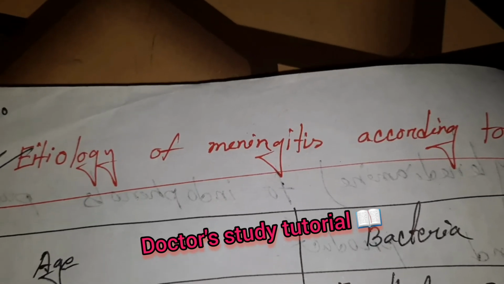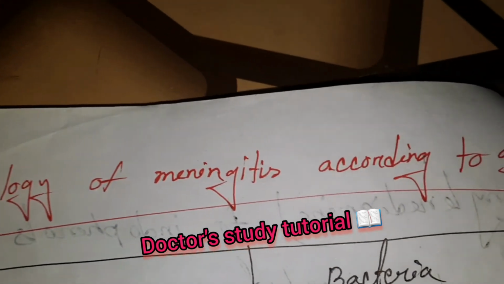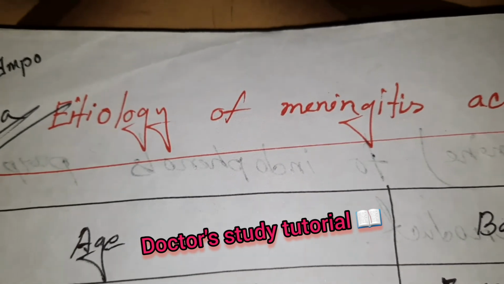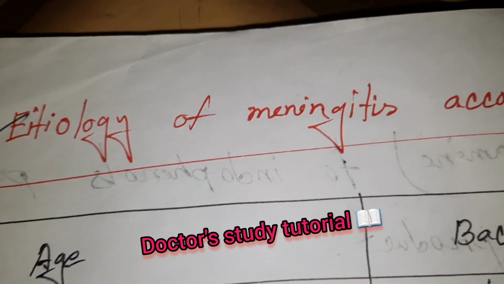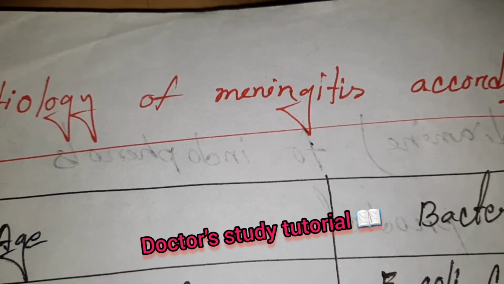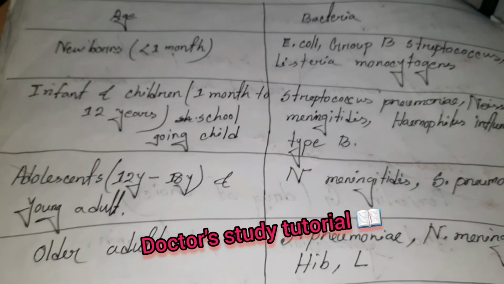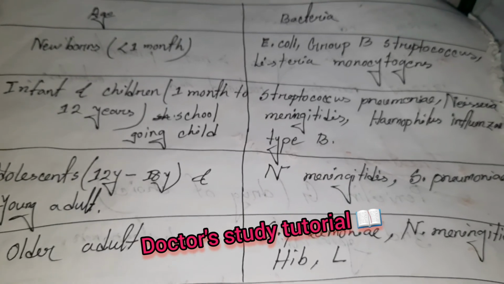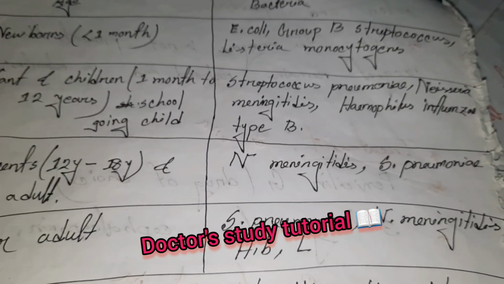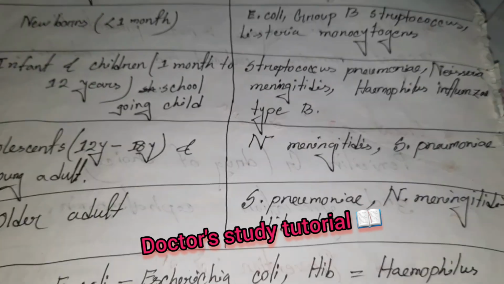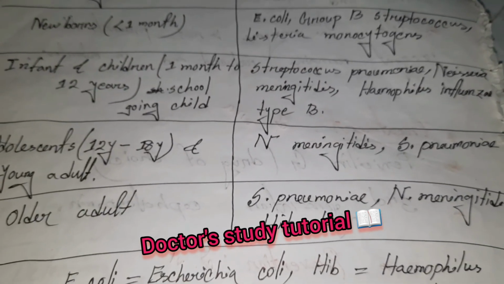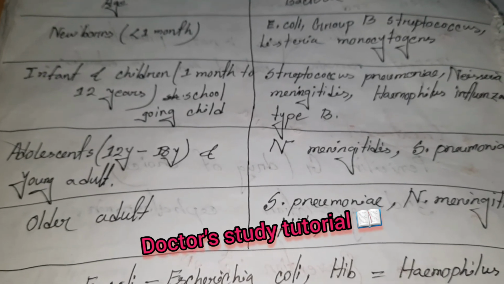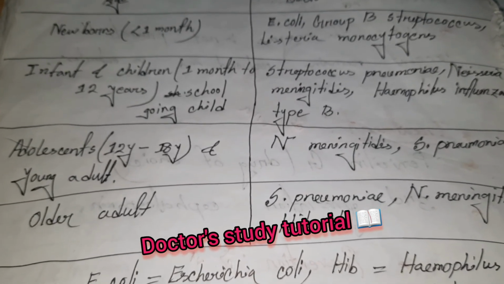A very important viva question is etiology of meningitis according to age. Or the external asks you what are the bacteria that cause meningitis in school going children. The answer is, in newborns less than 1 month, the bacteria are E. coli, group B Streptococcus, Listeria monocytogenes. In infants and children aged 1 month to 12 years, this is mainly school going children.